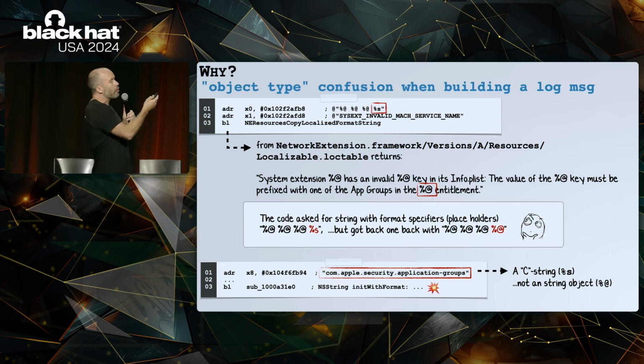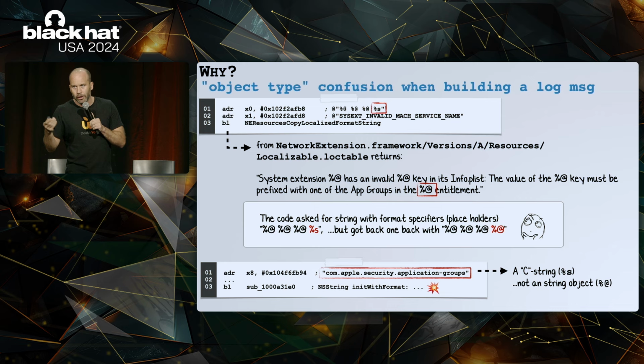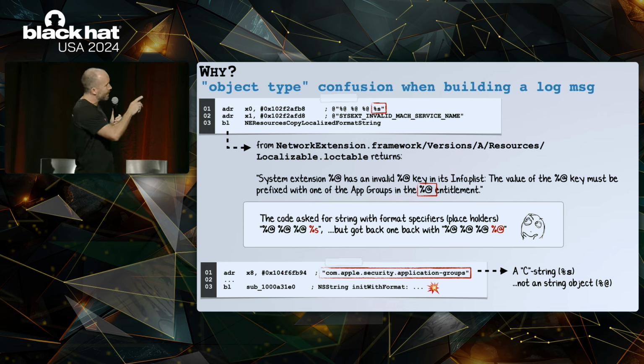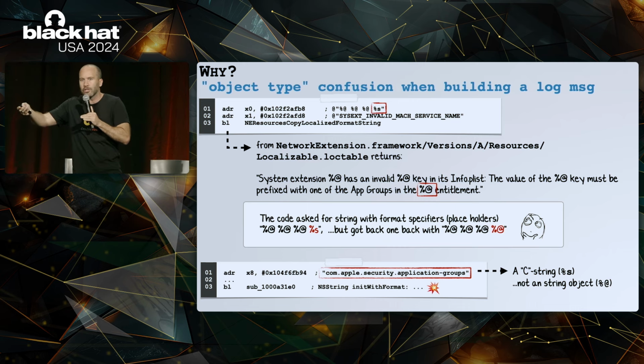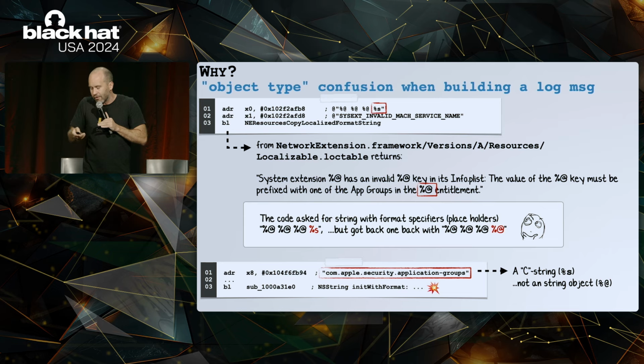On the other hand, if you put a %s, you say, I am going to give you not an object, but a traditional C string, which is just a sequence of bytes. So the Network Extension Manager requests this localized string to build a log message. But if you look at the string it gets back, the last format specifier is not a %s, which is what it asked for, but really a %@. And if we look at the disassembly, we can see that it then invokes NSString initWithFormat to populate this format string with a C string, which is what it asks for, so that's what it expects the format string to be.